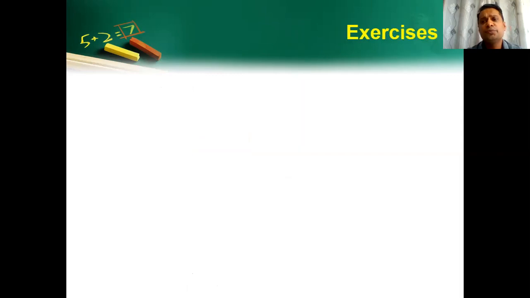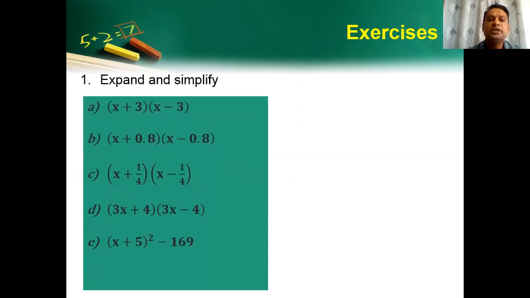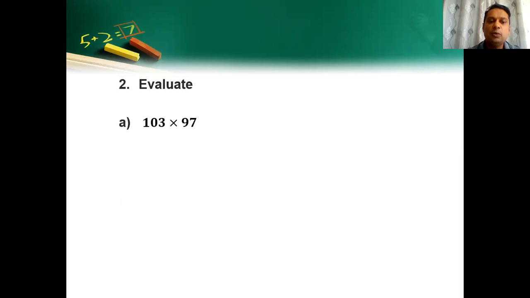Some exercises for you to practice at home. Expand and simplify. (x plus 3) times (x minus 3). (x plus 0.8) times (x minus 0.8). (x plus 1/4) times (x minus 1/4). (3x plus 4) times (3x minus 4). (x plus 5) squared minus 169. Evaluate 103 times 97. 5.2 squared minus 0.5 squared. (5 over 9) squared minus (2 over 9) squared.